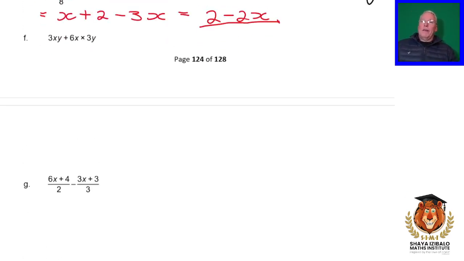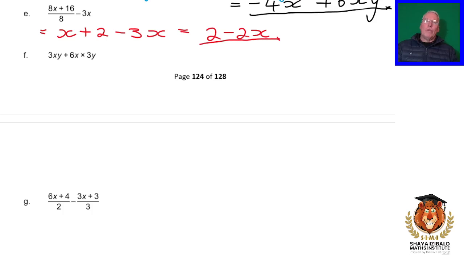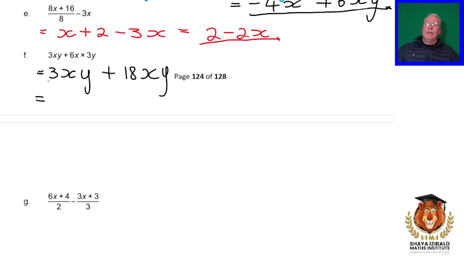Okay, the next one hasn't got any distributive law, but we do need to watch out for BODMAS, our order of operations. We must do the multiplication first. So it's going to be 3xy plus, now 6x times 3y is 18xy. Now we're adding. Remember, when we add, our powers on our variables don't change. We've got 3 things and we're adding 18 things. We've got 21 and the things are just xy's.